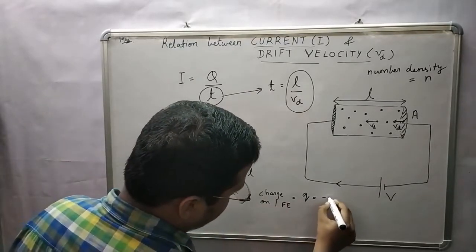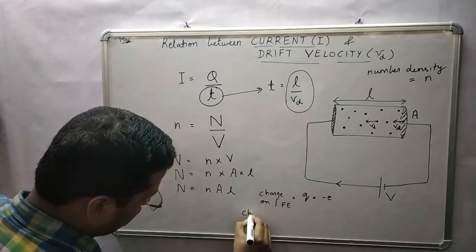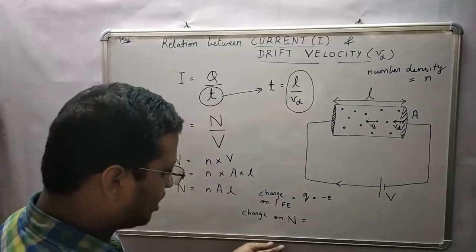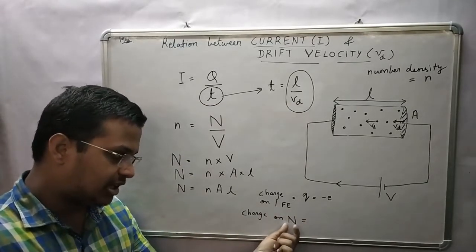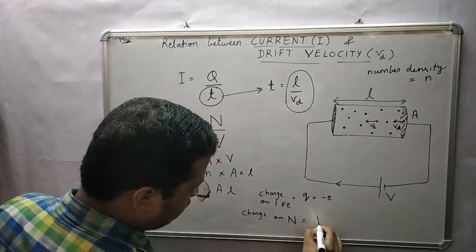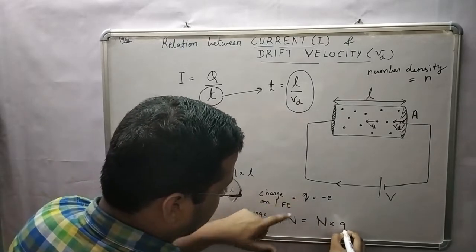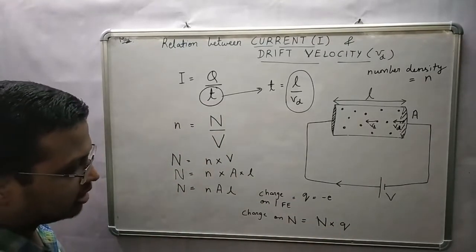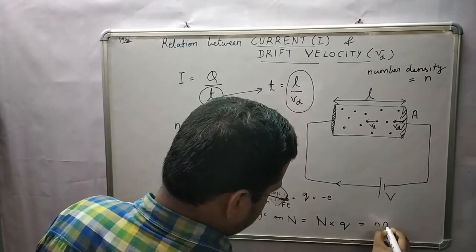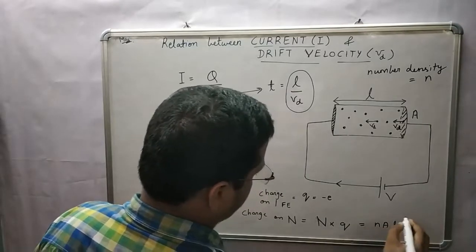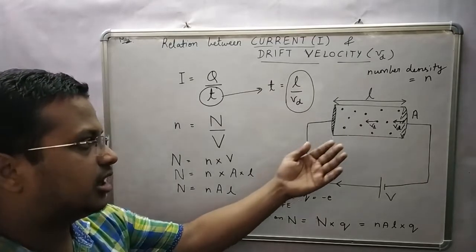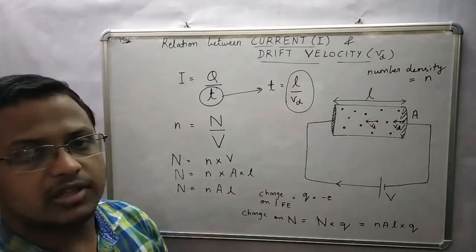Which we know as minus e. So the charge on the total number of free electrons, let us say there are N free electrons in total, the total charge will be the number of free electrons, N, into the charge on one free electron. This is just the unitary method. So what is the value of the total number of free electrons? nAL, into q. This is the total amount of charge that will be crossing the cross section in our given amount of time.